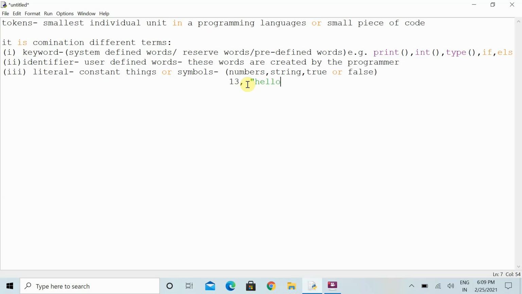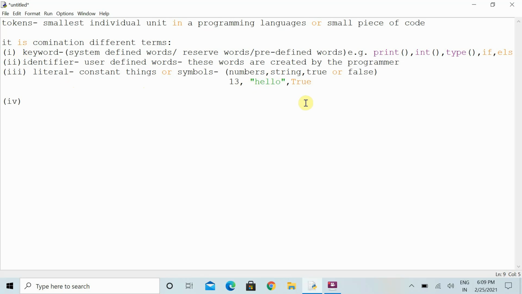If I write hello in the programming language, this is a fixed word which comes under the string category. If I write true, true is also a fixed word. I'm not doing anything. Those words are constant, that means once we have defined them in the programming language, their meaning is the same throughout the program.